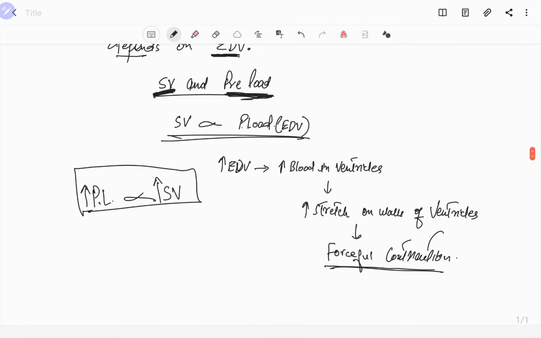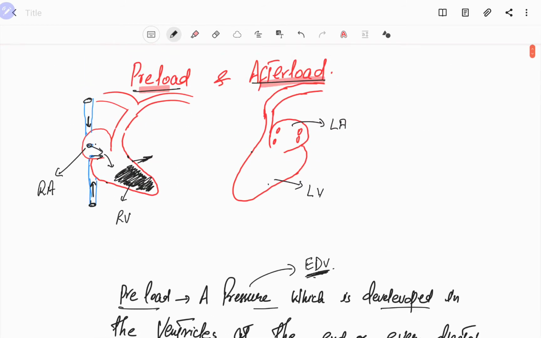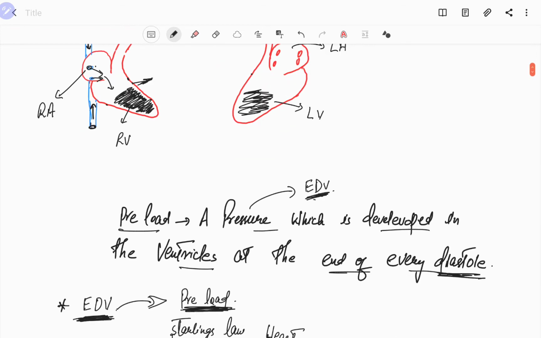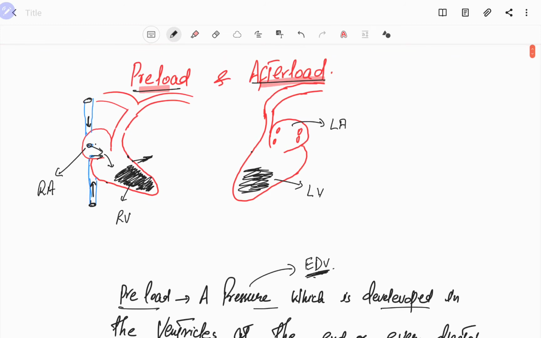This was all about the preload. The same is the condition with the left ventricle. Here, the right ventricle pushes the blood into the pulmonary artery, the pulmonary trunk, and then the pulmonary arteries.